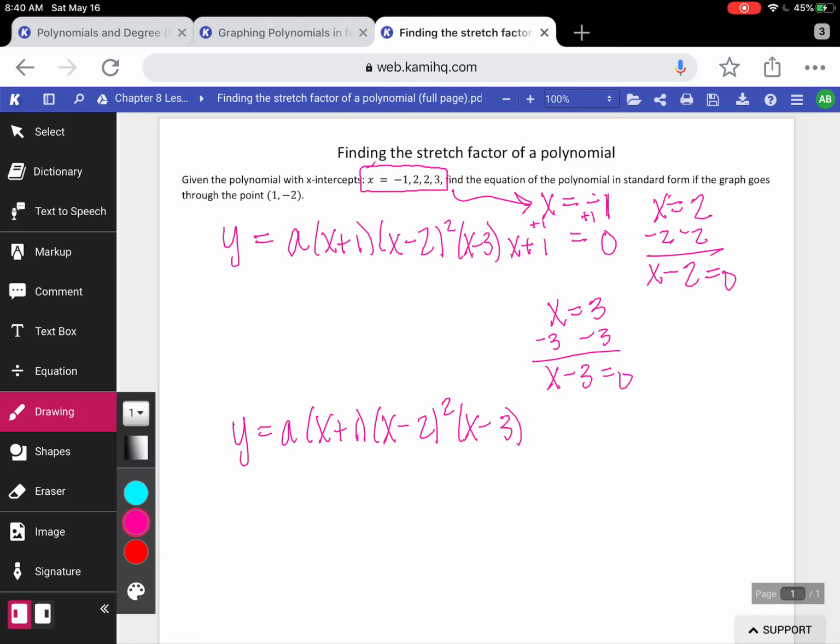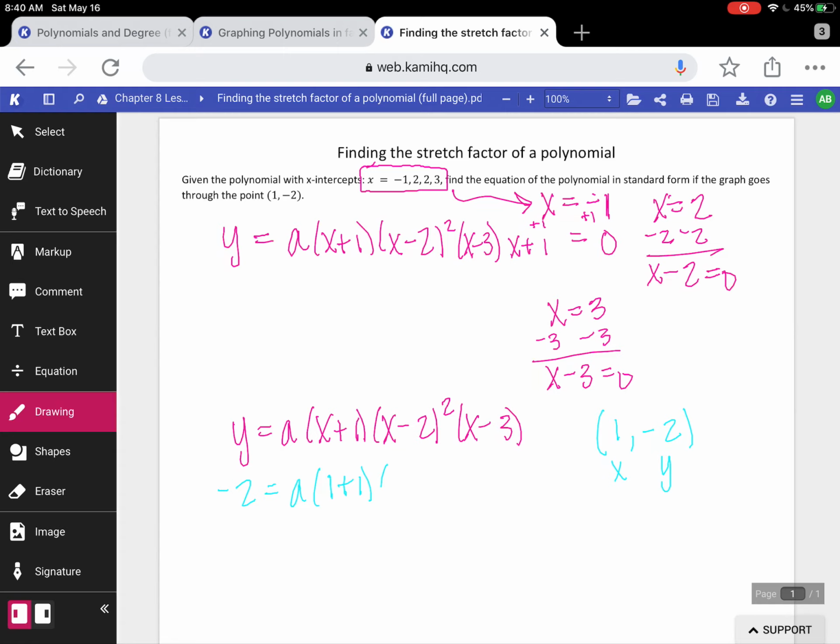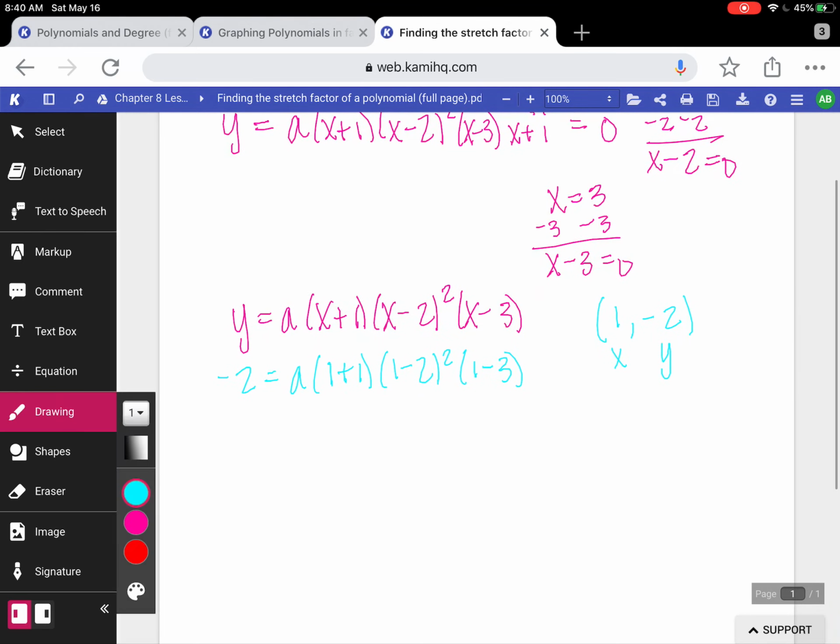Okay. And then once we have that, we take our point. So it also gives us that our polynomial passes through the point (1, -2). So what we do there is we take our point and plug it in for our x, y coordinates. So we have -2 equals a times (1 plus 1) times (1 minus 2) squared times (1 minus 3). Okay, and then we're going to use our algebra skills to solve for a.